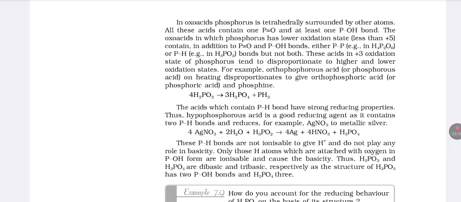In oxoacids, phosphorus is tetrahedrally surrounded by other atoms. All these acids contain one phosphorus-oxygen double bond and at least one phosphorus-hydroxide bond. The oxoacids in which phosphorus has a lower oxidation state contain, in addition to the phosphorus-oxygen double bond and phosphorus-hydroxide bonds, P-P or P-H bonds. The acids in the +3 oxidation state of phosphorus tend to disproportionate to higher and lower oxidation states.